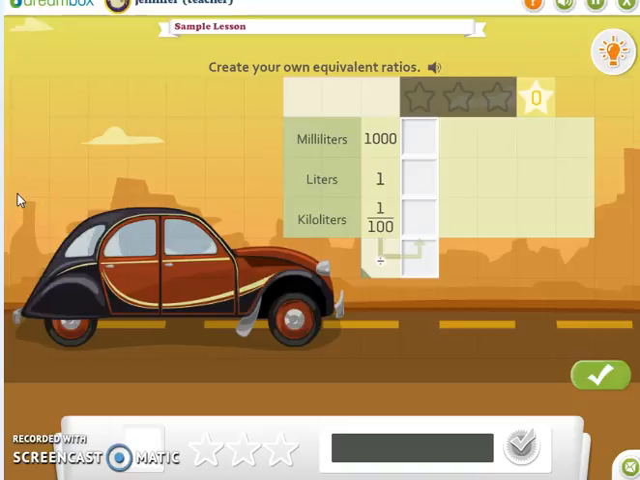In this part of Dreambox, you're now going to create your own equivalent ratios. So down here, this will be flashing and you have to choose between division or multiplication. And I clicked on it and I chose division. So if I'm going to divide this fraction by 10, let's see what we have in here.